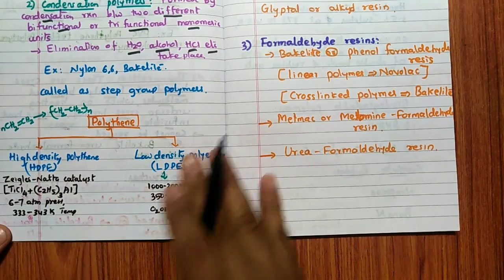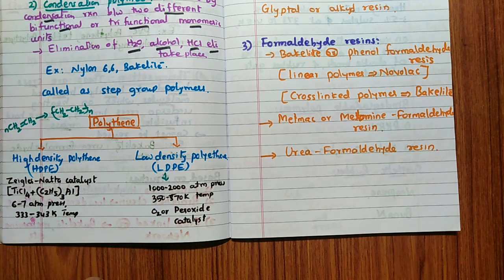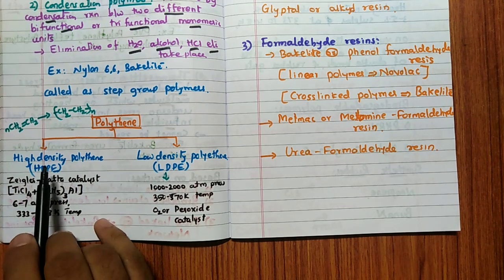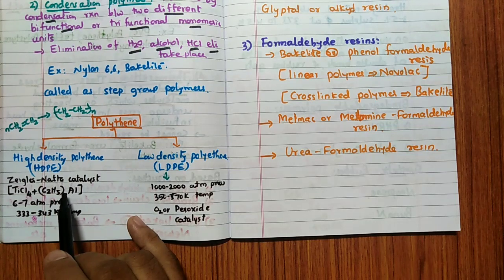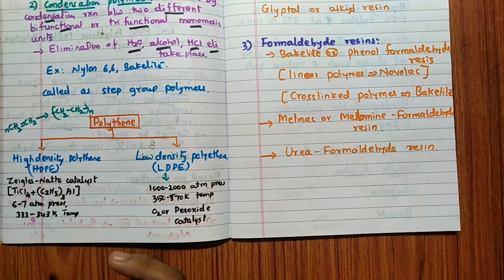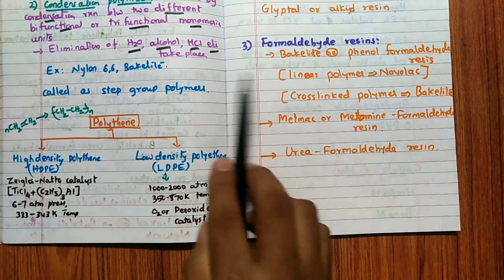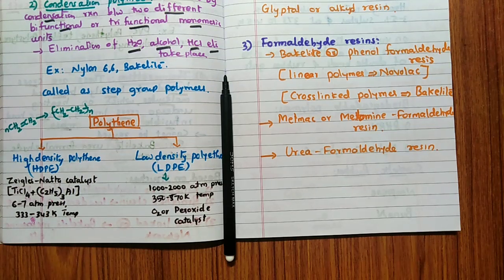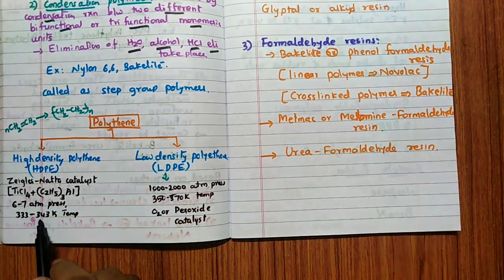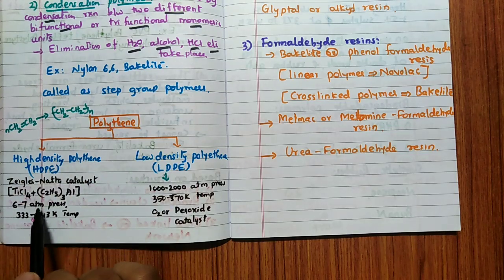Then remember polythene, high density polythene, low density polythene. Important, it was asked once, which is the catalyst used in this particular case. So remember, high density polythene means Ziegler-Natta catalyst used. And recently JEE exam also they have asked what is the composition of the Ziegler-Natta catalyst. So for that, remember, Ziegler-Natta catalyst is TiCl4 plus triethyl aluminum, titanium tetrachloride plus triethyl aluminum. And the pressure, if you see, is 6 to 7 atmospheric pressure, and 333 to 343 Kelvin temperature we need. So this is the ethene to polyethene conversion. So in such case, catalyst, temperature, pressure.